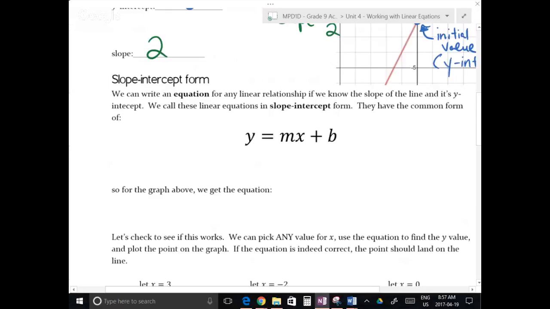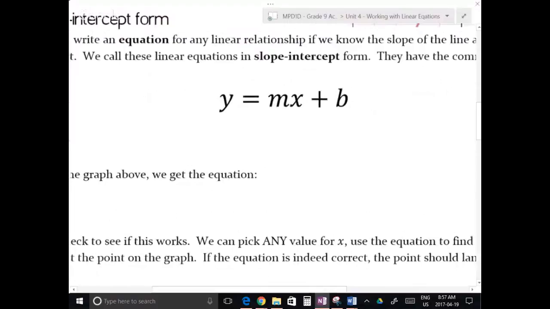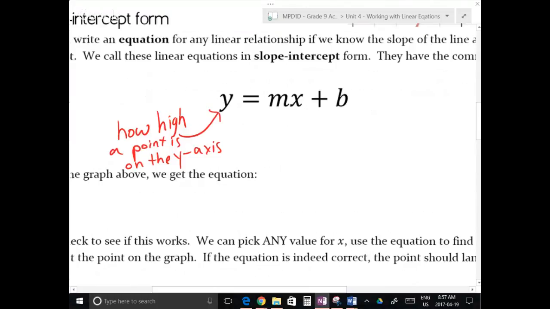So let's talk about what these letters stand for, because this has a couple of letters. We know what Y stands for. That's how high a point is on the Y-axis. Do you write this down? Yeah. And I want to make a note. We think of this as the output of the equation. This is what the equation is trying to tell us. Does that make sense? We're going to use this equation, and Y is what we want to know.